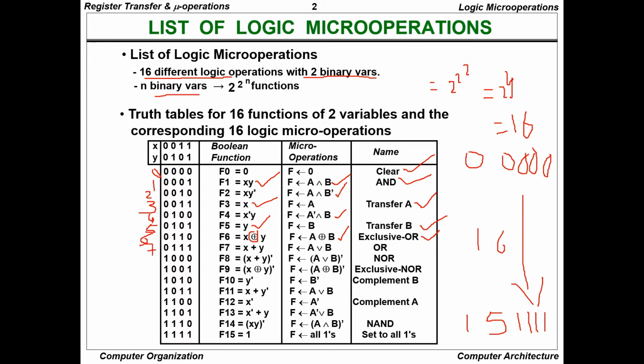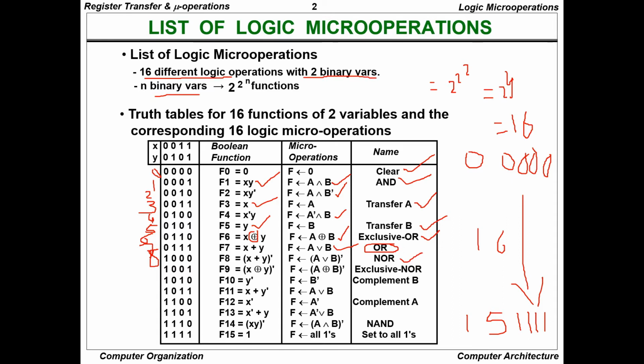And next, coming to 7, that is 0, 1, 1, 1. F7 equal to X plus Y, that is F equal to A or B. So this is the logical OR operation. And next for 8, 1, 0, 0, 0. F8 equal to X plus Y whole bar. That means exactly opposite to OR, which is a negation of OR, which is nothing but the NOR operation, right? So F tends to A or B to the whole bar.